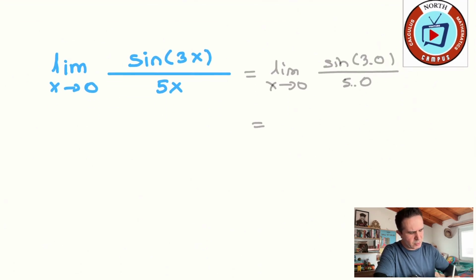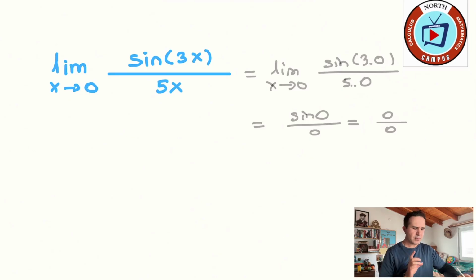And this is equal to sine 0 divided by 0. We know that sine 0 is 0, and this will give us 0 over 0. Direct substitution gives us an indeterminate form, 0 over 0. Because direct substitution fails here, we need another approach to solve the problem.